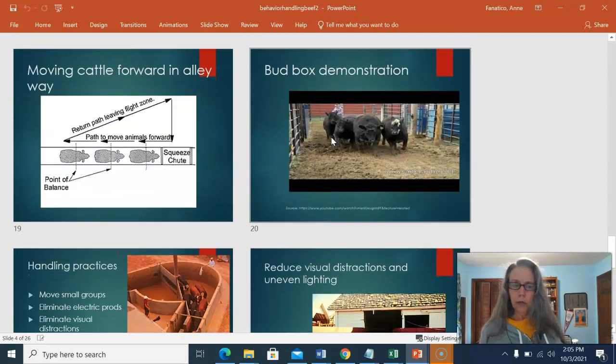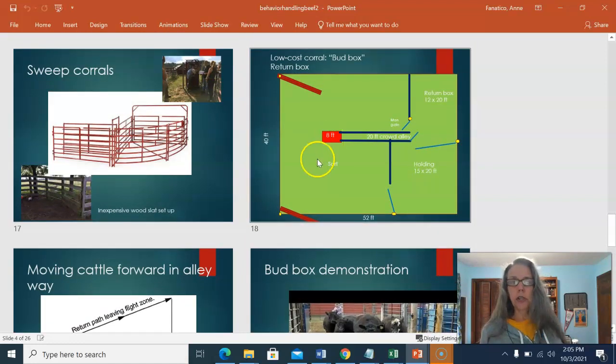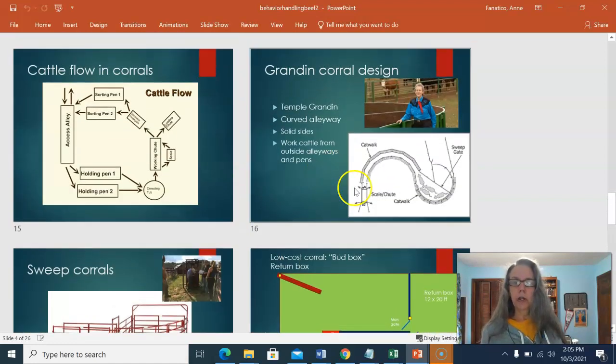So we learned some interesting handling concepts, but some of y'all focused more on Temple Grandin's round design, her curved designs. These are really premium because the animal can't see what's ahead of it, but it's returning from where it came. You're using that same type of principle.